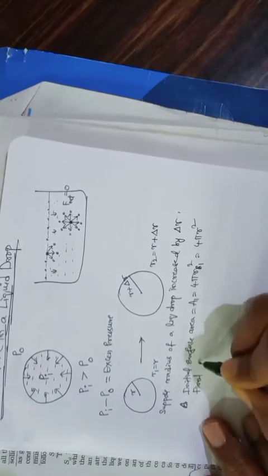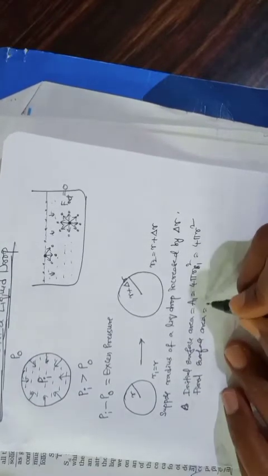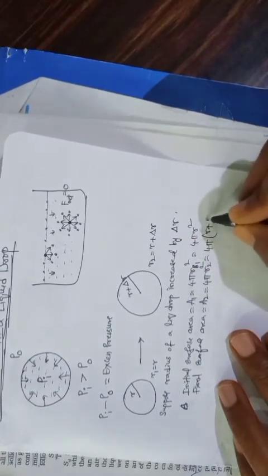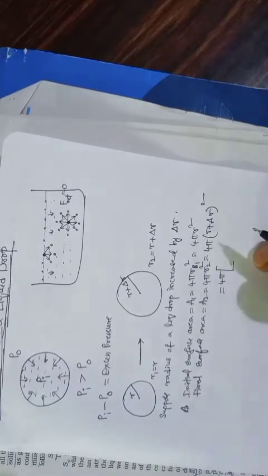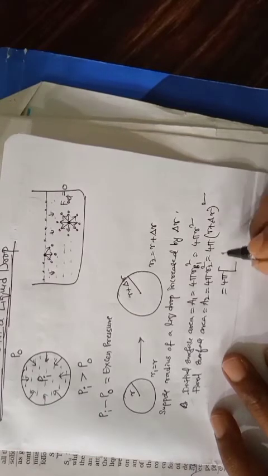Final surface area A2 is 4 pi R2 square. R2 means R plus delta R whole square. So that is equal to 4 pi, let us expand this. A plus B whole square: A square plus B square plus 2 A B, so R square plus delta R square plus 2R delta R.